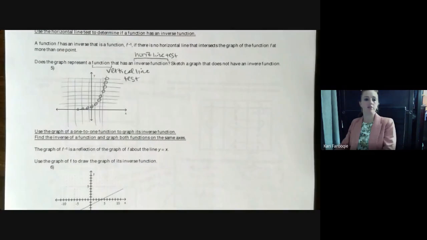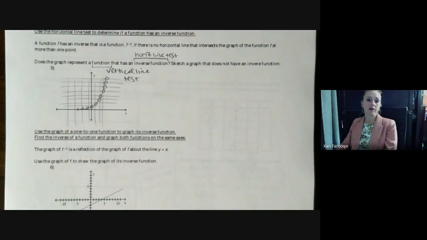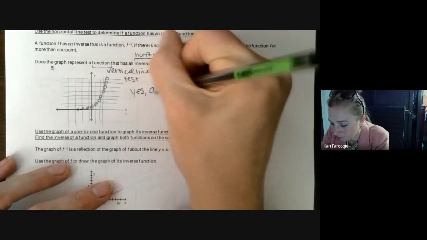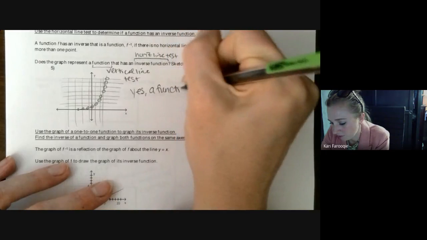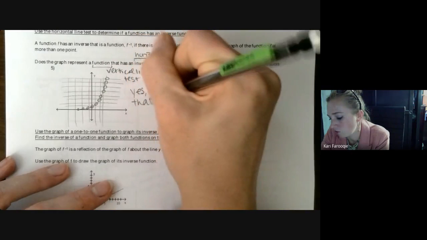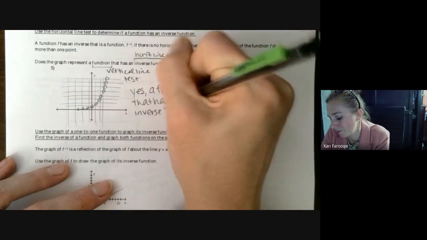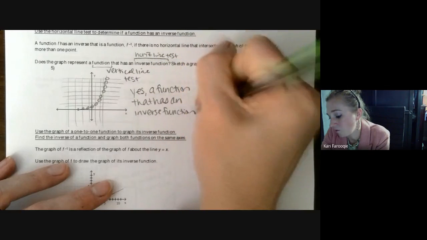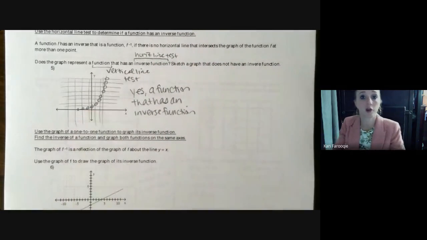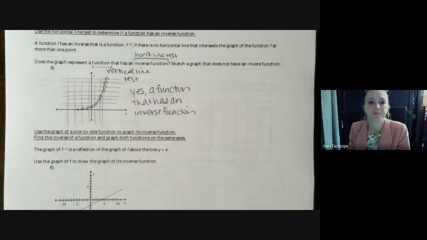Here's where you're hitting the graph. It does not overlap vertically or horizontally. Because of that, we would say that this is a function that has an inverse function. That means that the inverse of this function is also going to be a function. And in a minute, when we talk about how the graphs of these two are related, it's all going to come together for you.